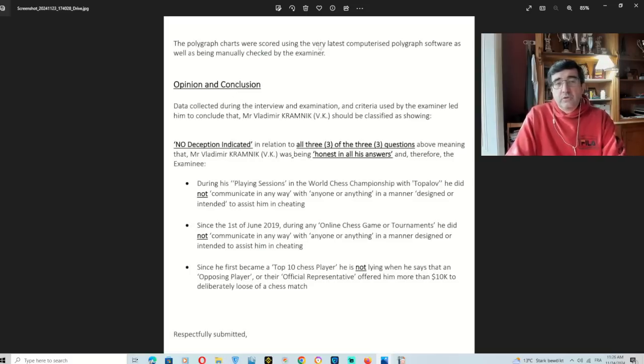The polygraph chart was scored using the very latest computerized polygraph software as well as being manually checked by the examiner. Opinion and conclusion: data collected during the interview and examination, and the criteria used by the examiner, led him to conclude that Mr. Vladimir Kramnik should be classified as showing no deception indicated in relation to all three questions above, meaning that Mr. Kramnik was being honest in all his answers. So, okay, I was not using any help, I was not cheating.